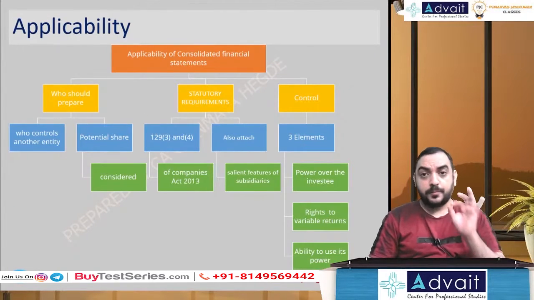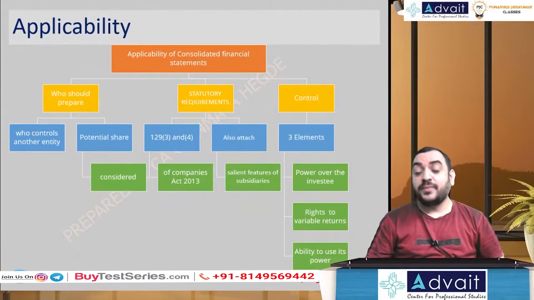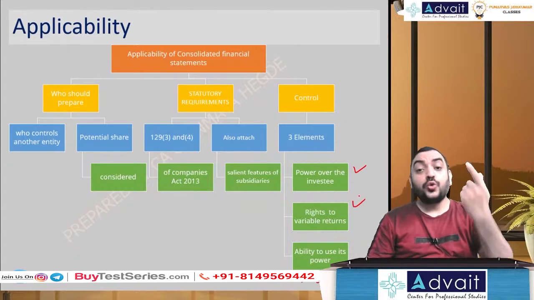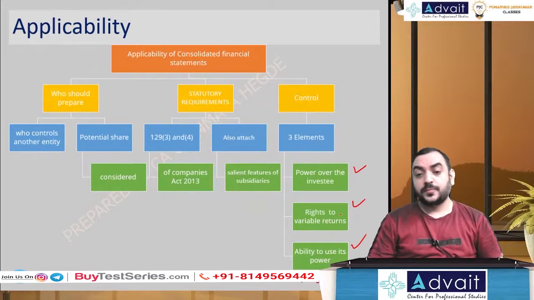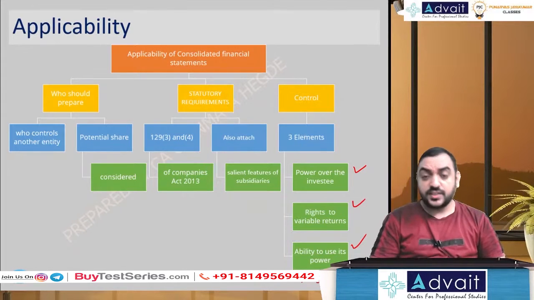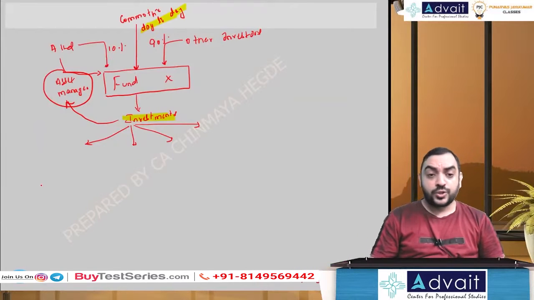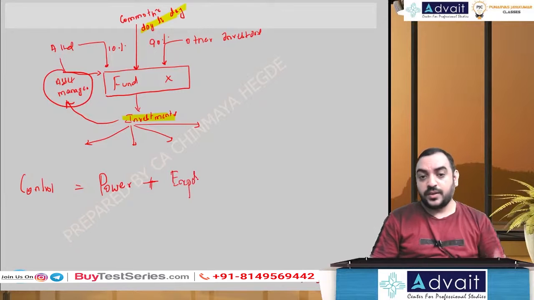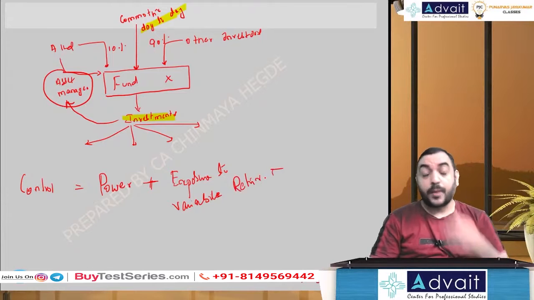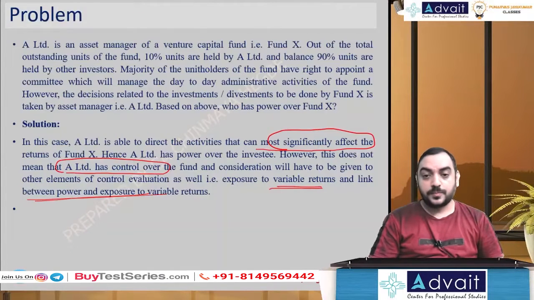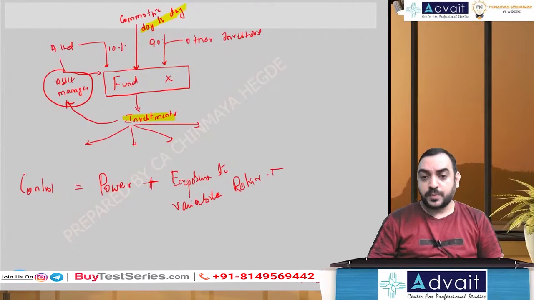So if you want to have power, if you want to have control, there has to be three elements: power over the investee, right to variable returns, and ability to use its power. These three components will determine control. So I will say control equals power to direct relevant activities, plus exposure to variable returns, and the ability to affect or link power and returns.